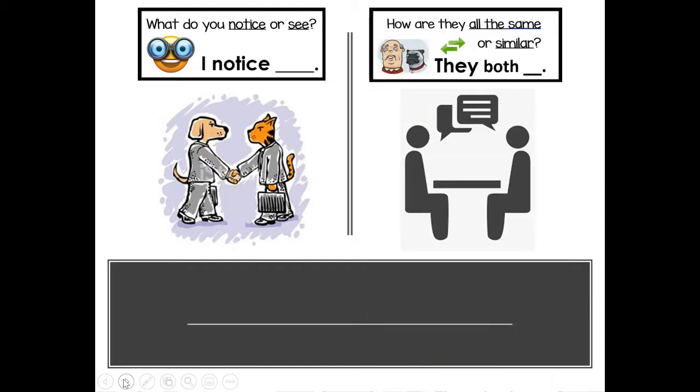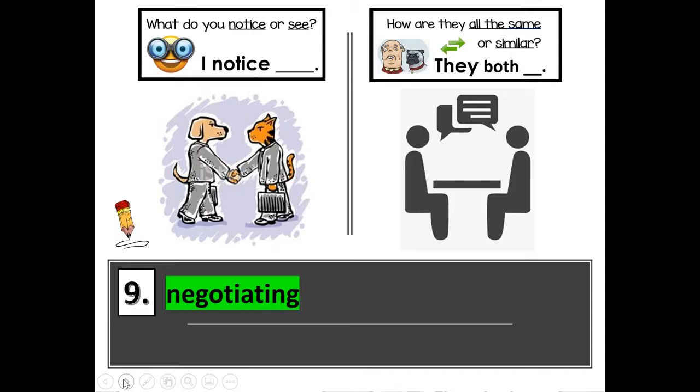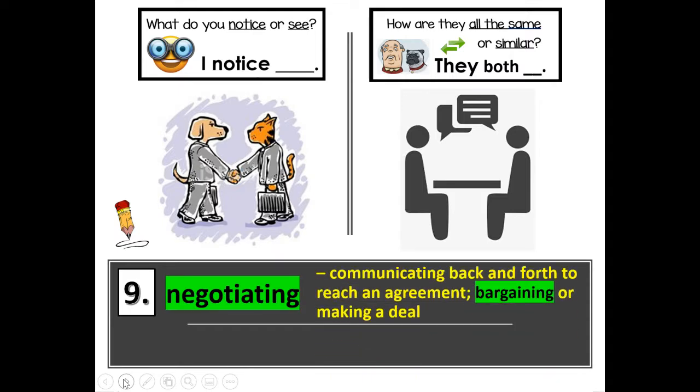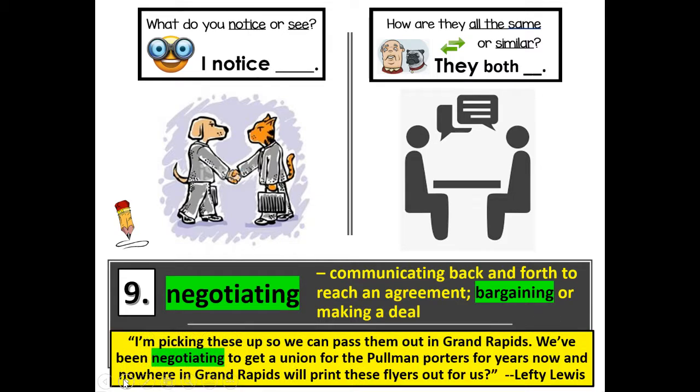So how are these pictures the same or similar? They both show number 9, negotiating. Negotiating means communicating back and forth to reach an agreement, bargaining, or making a deal. So a synonym could be bargaining. Negotiating, communicating back and forth to reach an agreement, bargaining, or making a deal.